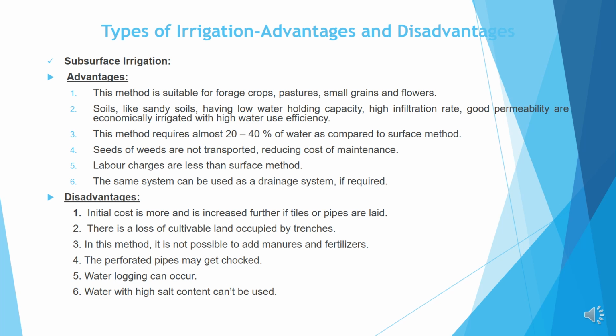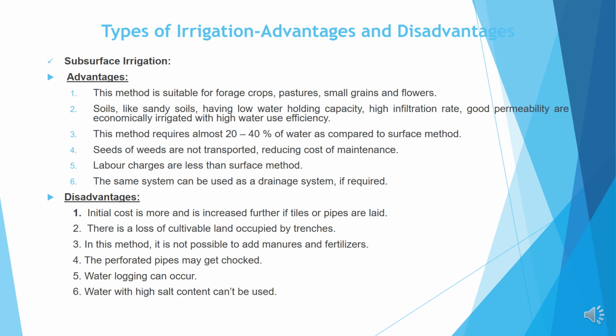Number 4, seeds or weeds are not transported, reducing cost of maintenance. Number 5, labor charges are less than surface method. Number 6, the same system can be used as a drainage system if required.